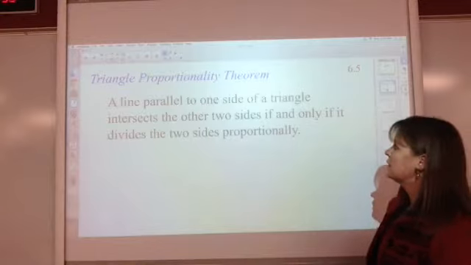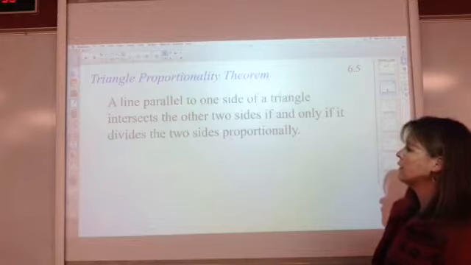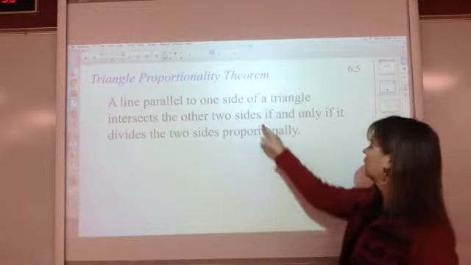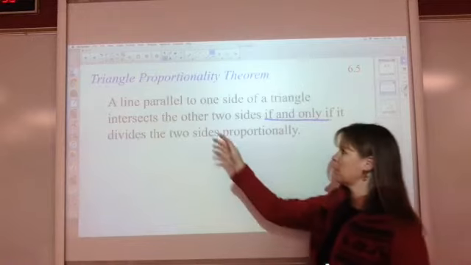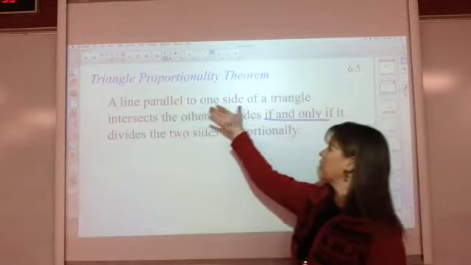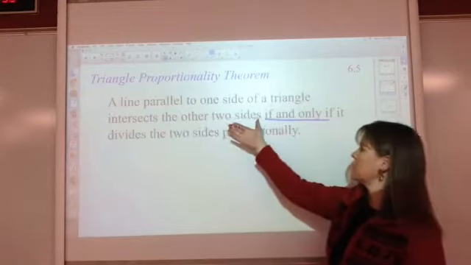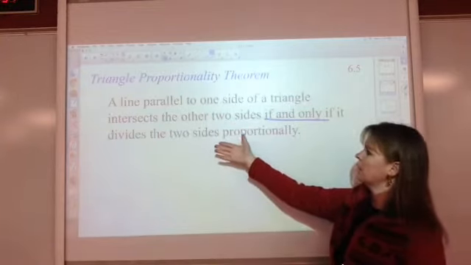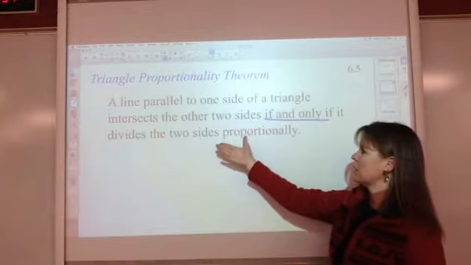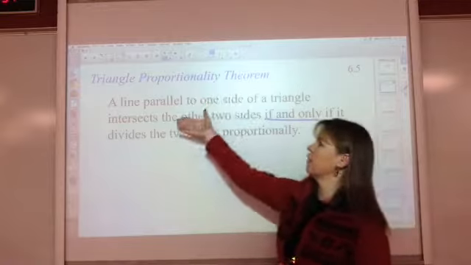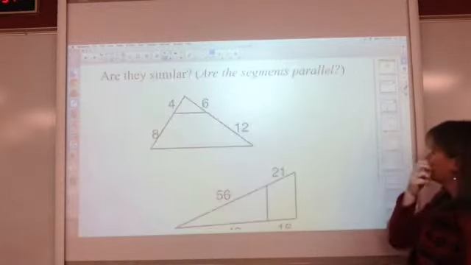A line parallel to one side of a triangle intersects the other two sides if and only if it divides the two sides proportionately. If and only if, reminder, this can be written as a conditional statement and its converse. If a line is parallel to one side of a triangle and intersects the other two sides, it will divide the two sides proportionally. Or the other way around, if the two sides are divided proportionally, then you know that the line is parallel. Works both ways by conditional statement.